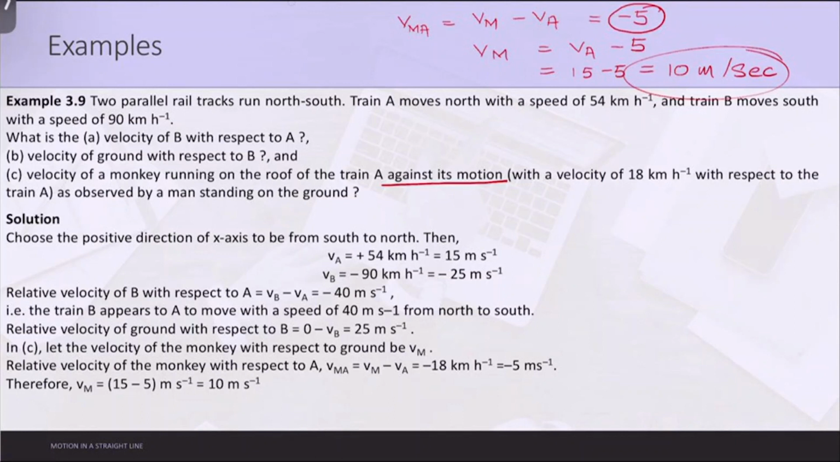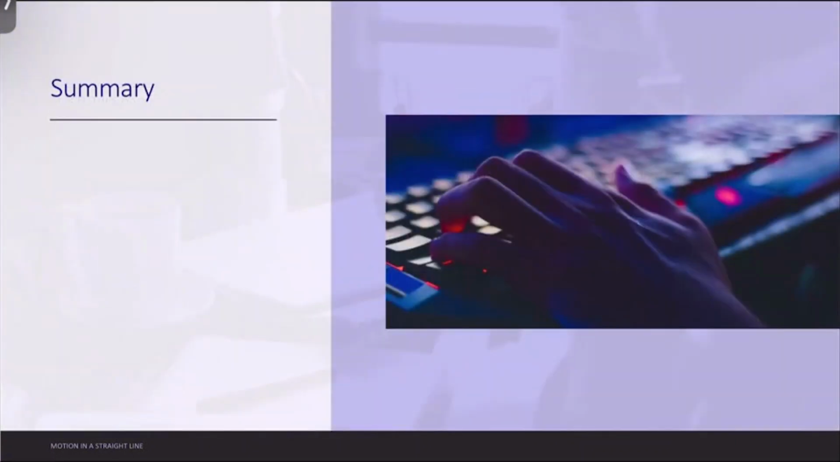As the train was moving in the north direction, if you have understood that to be plus, then if it is moving backward, then the velocity of M with respect to A should be equal to minus. So that was one consideration. So that is the end of this lecture. Now let us go to the summary and close this session.